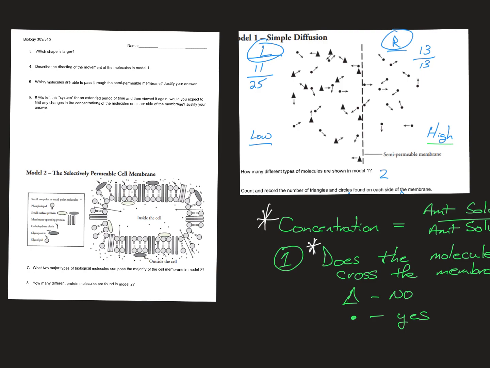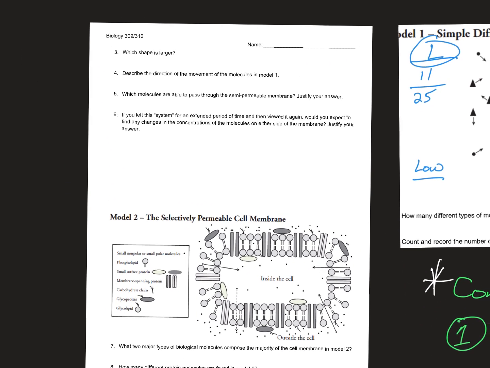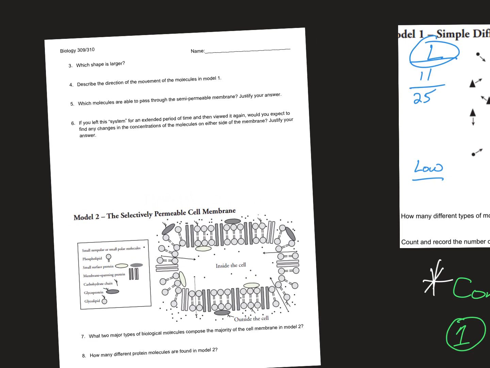I have a question. Yes, go ahead. For number 21, is the answer in that little reader box? Can we answer 3, 4, 5, 6 first, real quick? So 3 is which shape is larger, the triangle, correct? I explained it. Now I'm just answering. Describe the direction of movement of molecules in both directions.